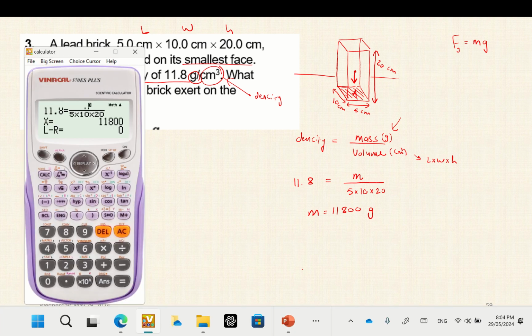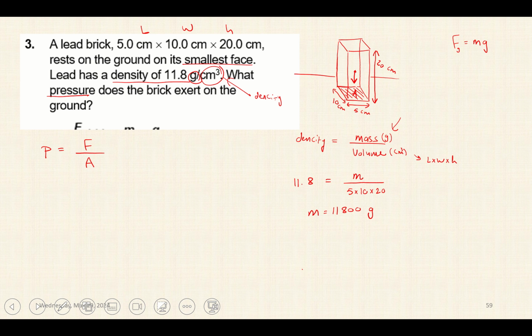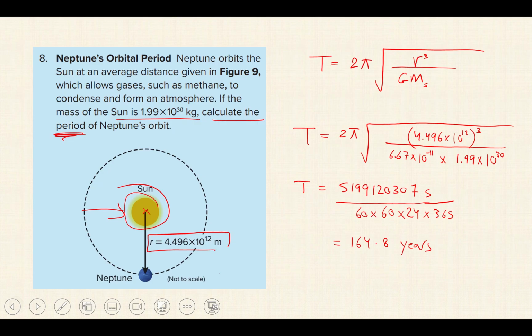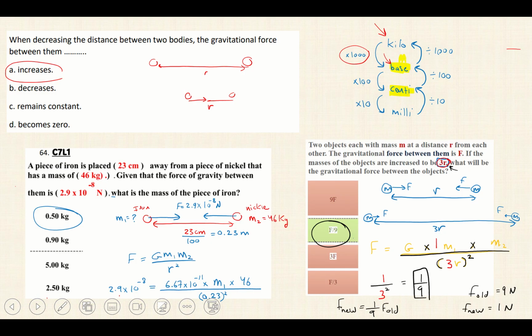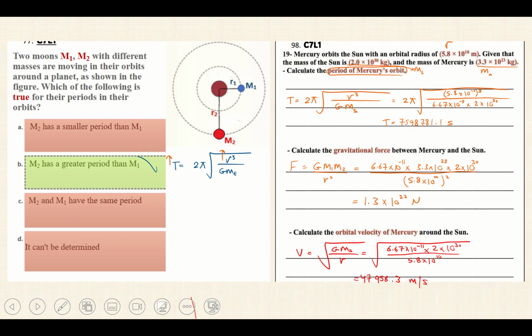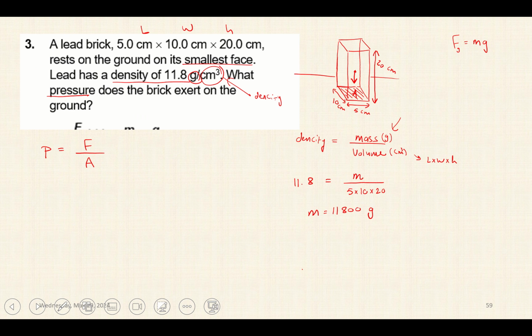Now remember, grams is not the base unit. The base unit for mass is kilograms. So we need to convert from base to kilo. To convert from the base unit, from grams to kilograms, we need to divide by 1,000. So here we're going to divide the mass by 1,000 to turn it into kilograms. It becomes 11.8 kilograms.